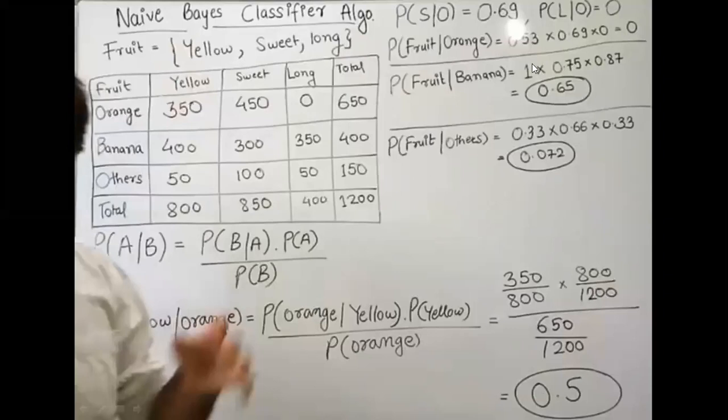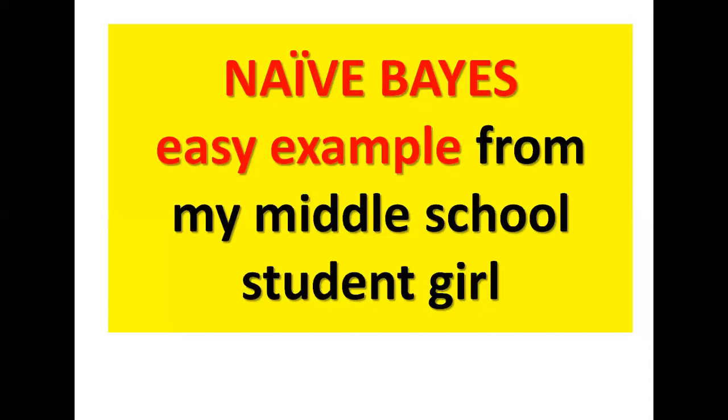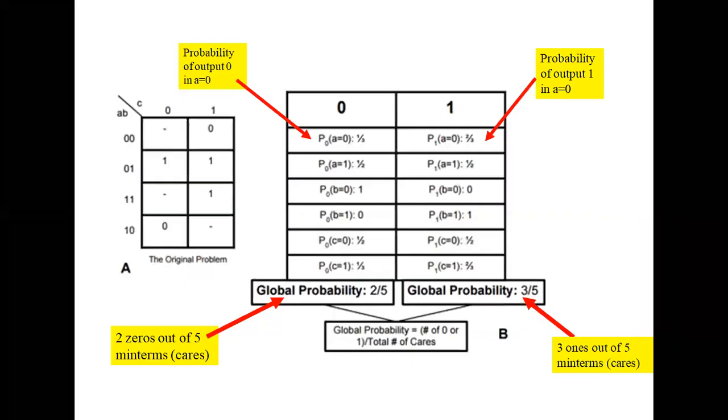Moving on with the second concept, that is a naive Bayes easy example from my middle school student. It was not by me. It was done by other researchers. So yeah, fine.